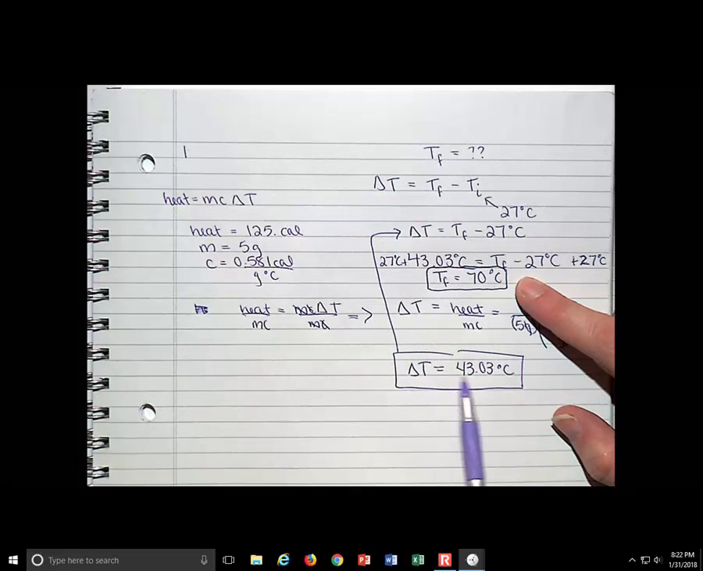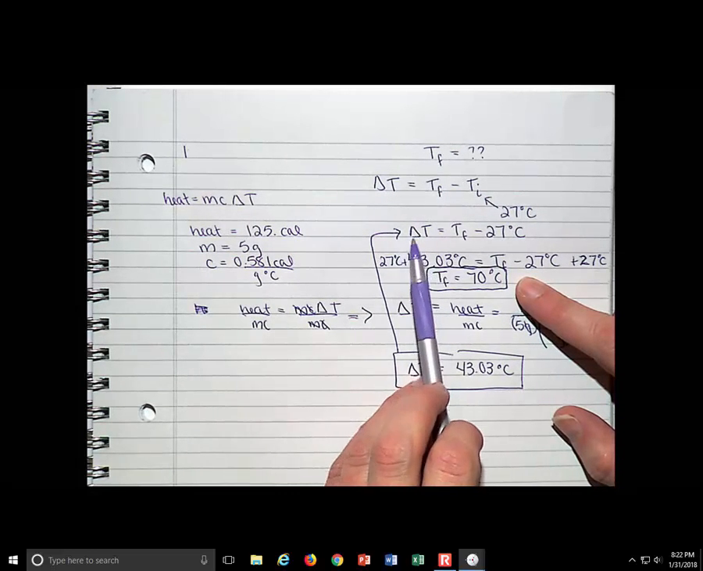So right here, this was our change in temperature. And so then we took that up here.